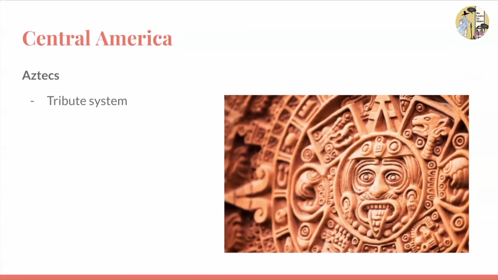For those who do not know, a tributary or tribute system is a system where the conquered people must pay those who conquered them, and they can pay through a variety of ways, including money, land, military service, etc.